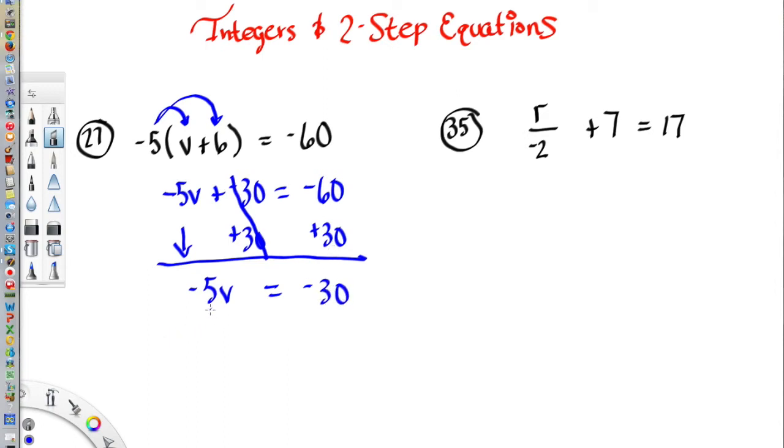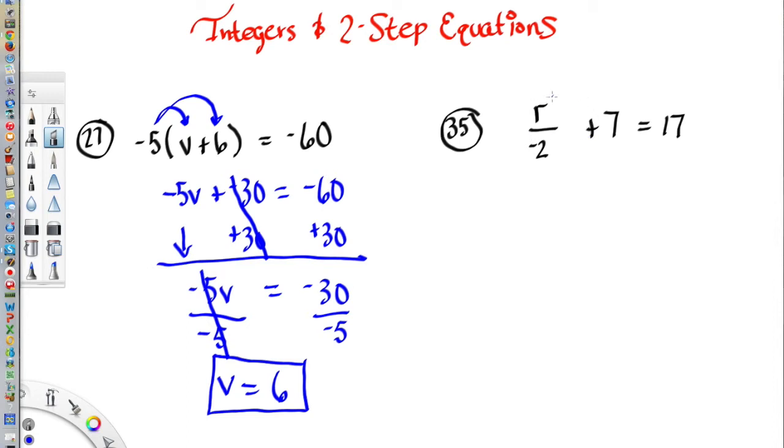One more operation to take care of. V is being multiplied by a -5. What is the opposite of that? Divide by -5. What I do to one side, I'll do to the other. My -5's cancel each other out, and I'm left with v is equal to a negative divided by a negative, which is going to be a positive, a -30 divided by a -5, which is a +6. So v is equal to 6. Let's take a look at number 35.